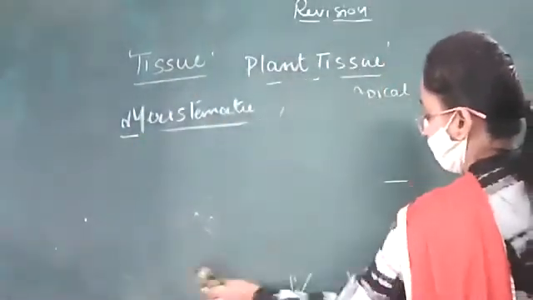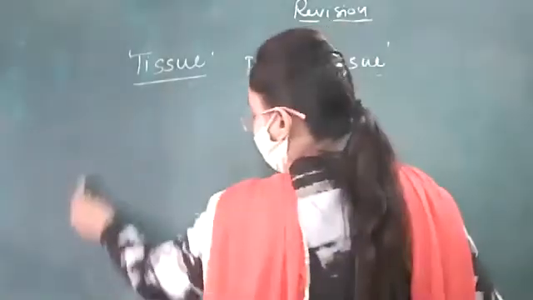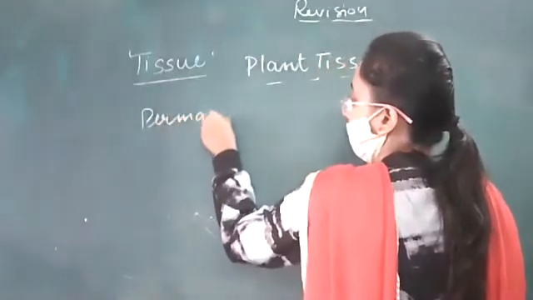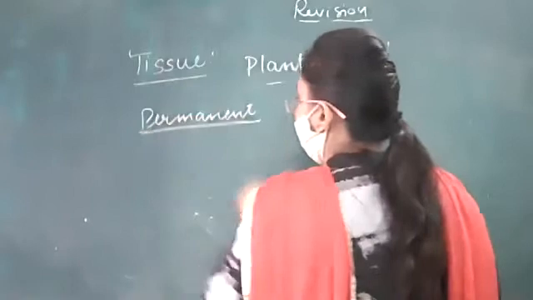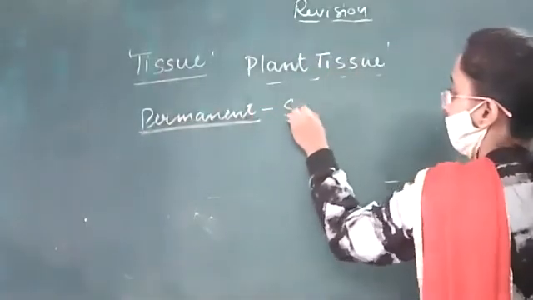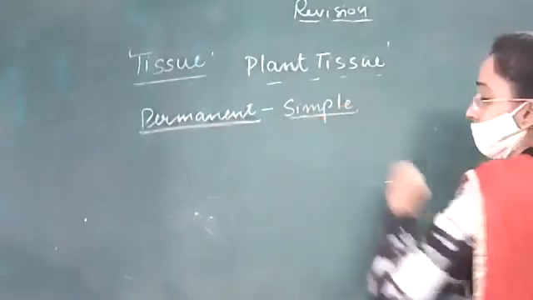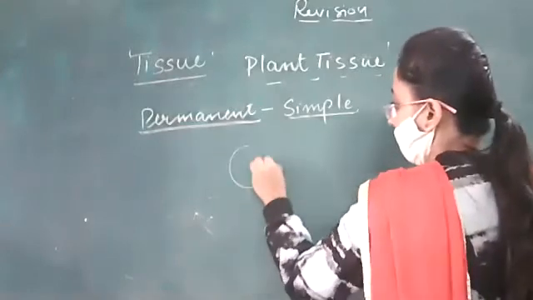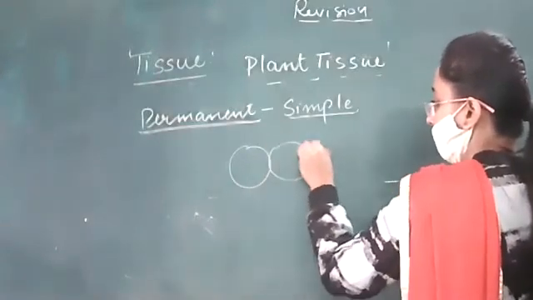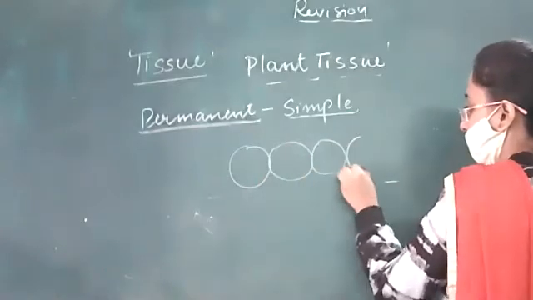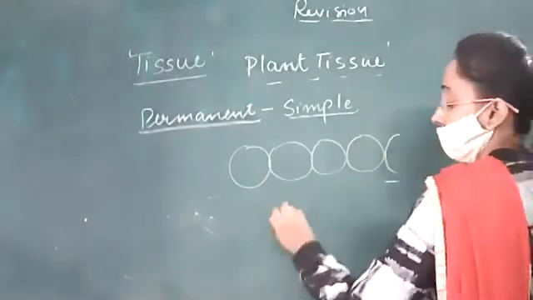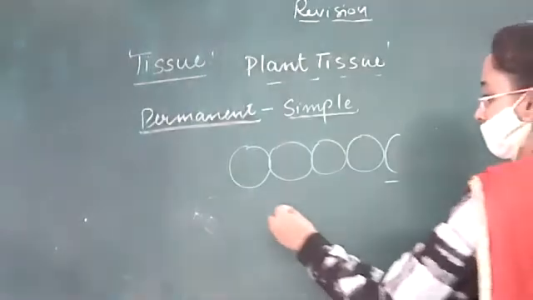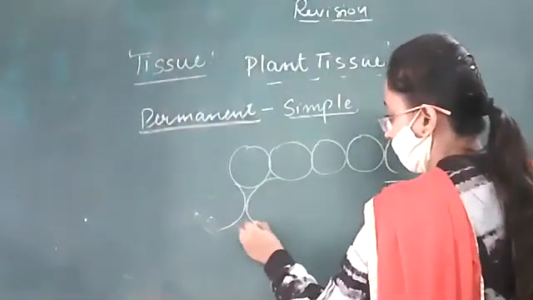Next is permanent tissue. In this permanent, first is simple one, the simple permanent. And in this simple permanent, the first tissue is parenchyma. So parenchyma, these are the cells of parenchyma tissue. See, these are the cells of the parenchyma tissue.